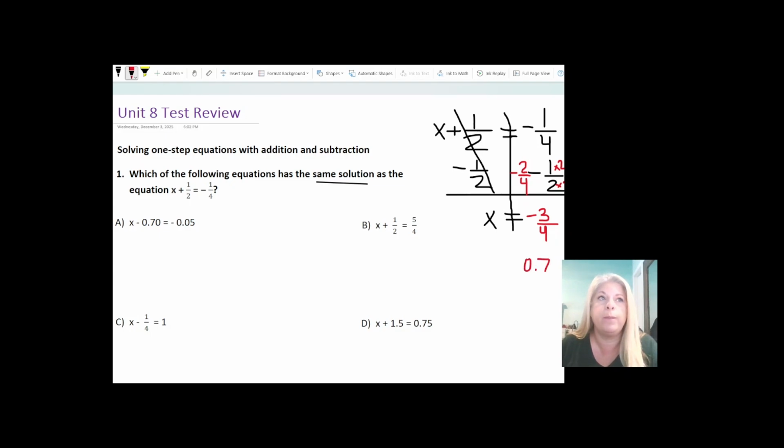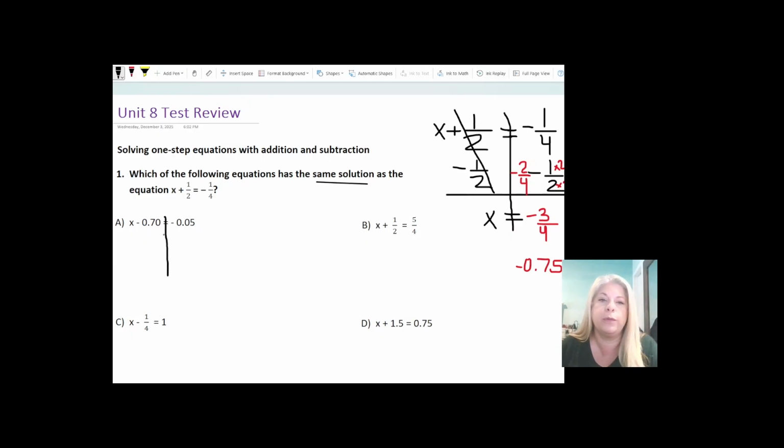And you could do that on the calculator, right? You could do 3 divided by 4, and it would be a negative, since the original answer is negative as well. All right, so we need to find, is it A, B, C, or D that also equals negative 3/4 or negative 0.75. So again, you're drawing your line down the middle of that equal sign.